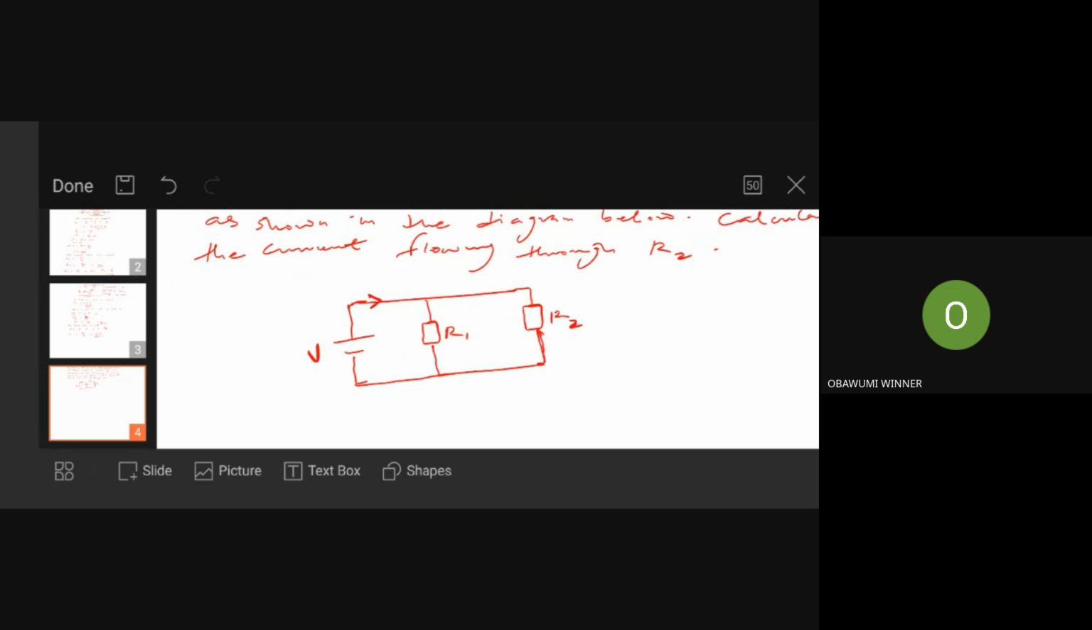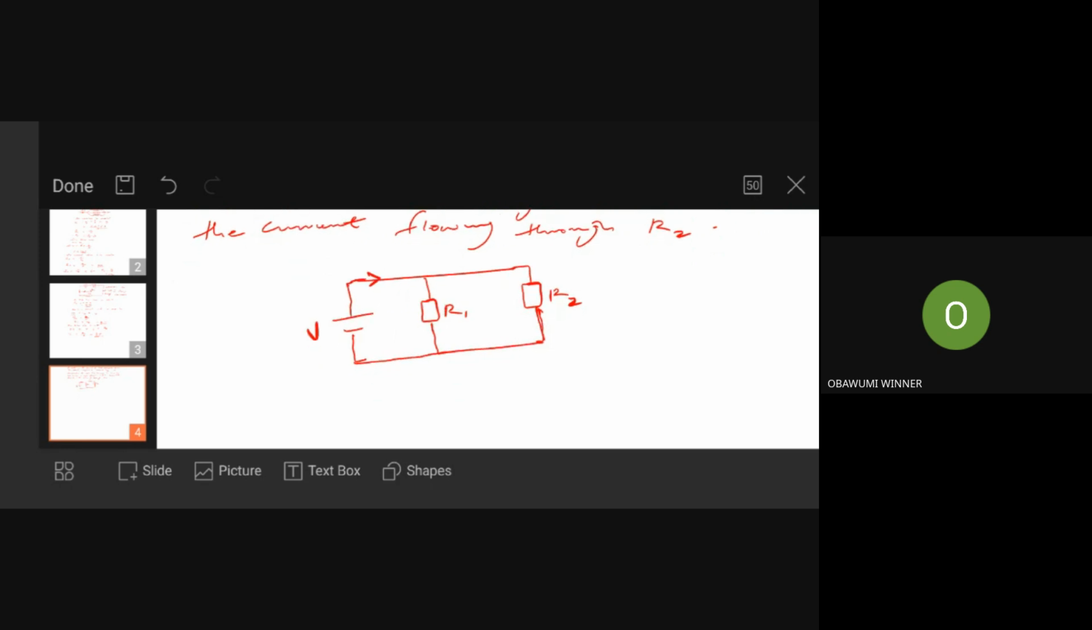For us to find the current flowing through R2, firstly, we need to understand what the potential difference in this circuit is. So what's the value of V? Because they want us to find the current in terms of an expression. So we should derive an expression that tells us the current flowing through the circuit. Before then, you can see that R1 and R2 are connected in parallel, and since they are in parallel, we are going to add them up in parallel.